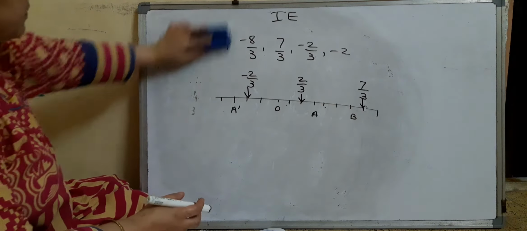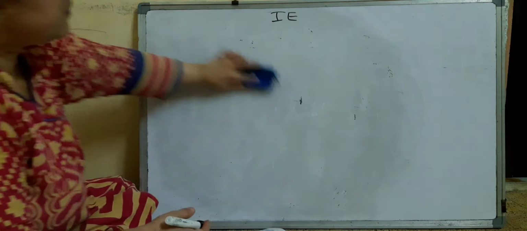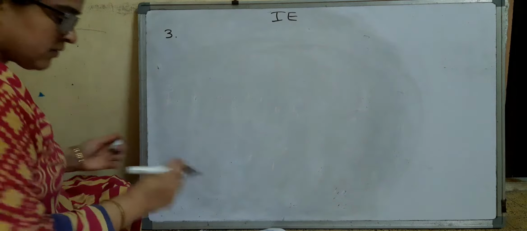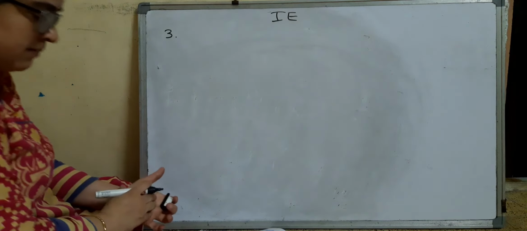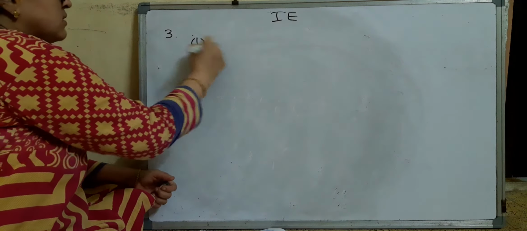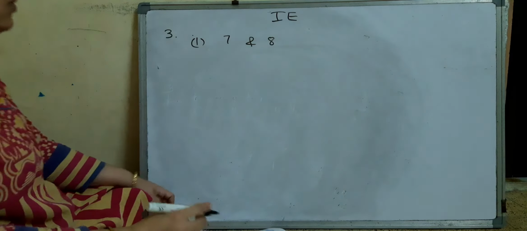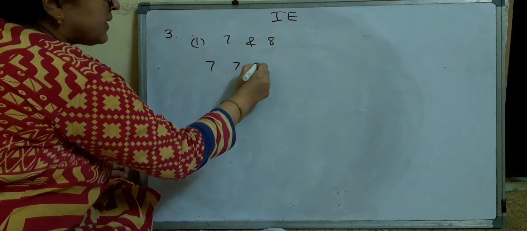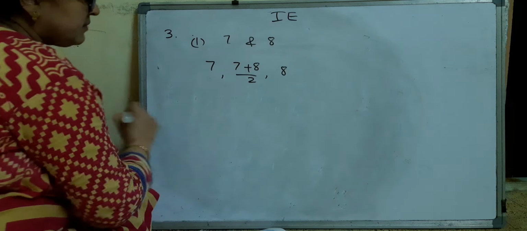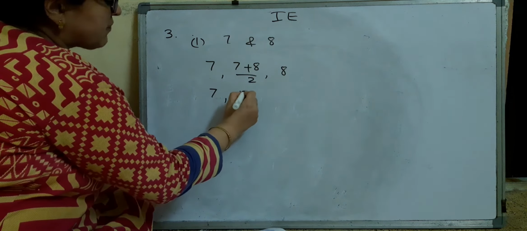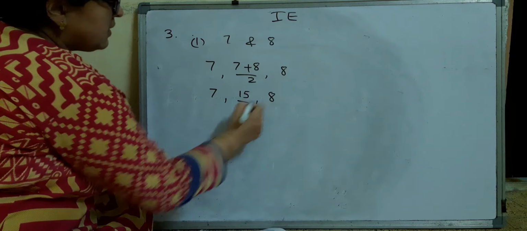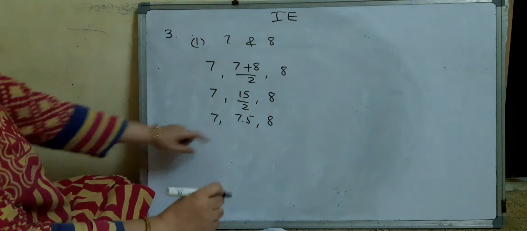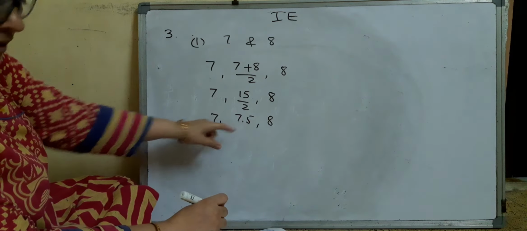Now question number 3. Insert one rational number between. First 7 and 8. In this you have to add both and divide by 2. So 8 plus 7 is what? 15 upon 2. Right? 15 upon 2 is 7.5, between 7 and 8. This is the answer. So 7.5 is the inserted rational number.